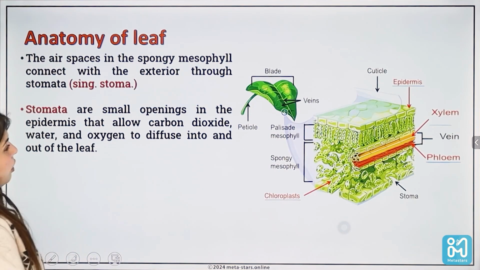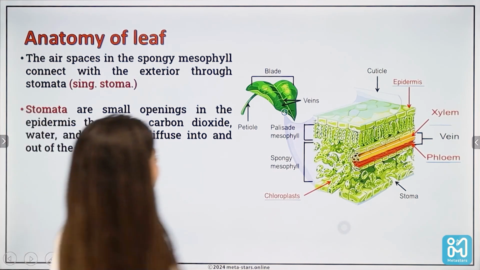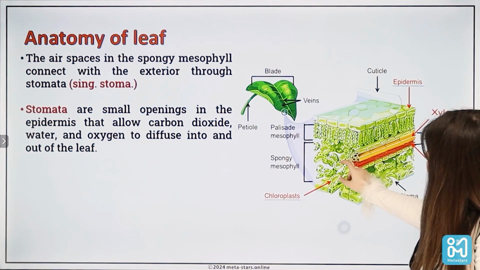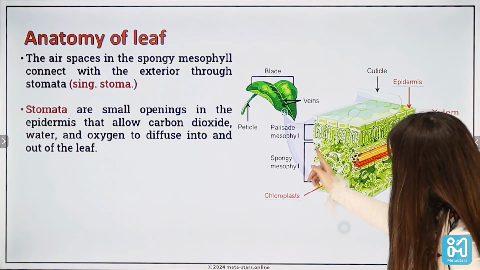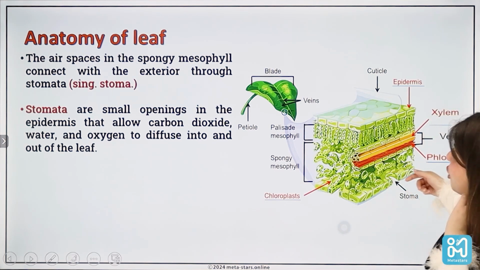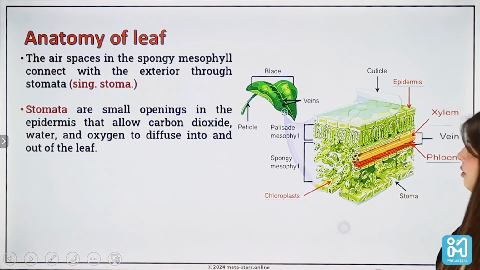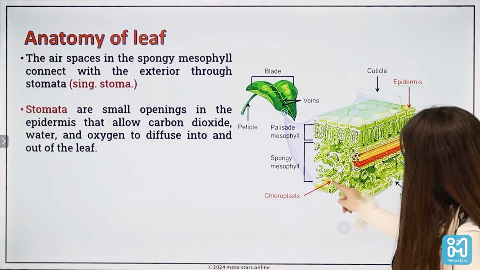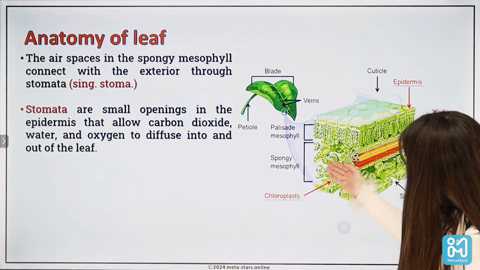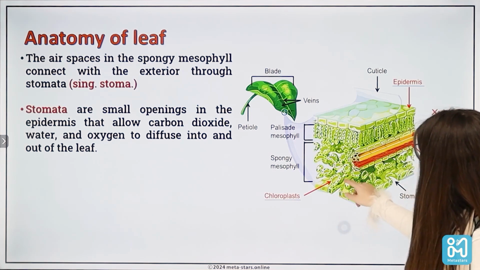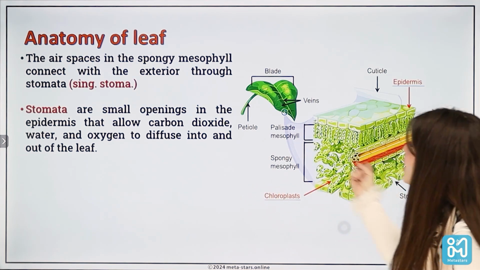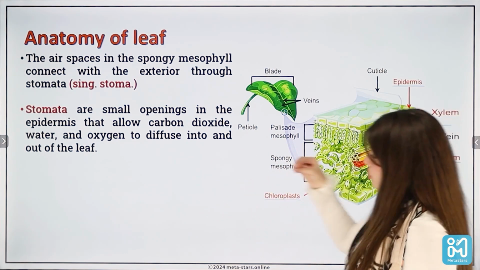We have another thing, which is the air spaces here in the spongy mesophyll connect with the exterior through something. So it connects with the exterior, this opening, through something we call stomata. Stomata, okay? Stomata, which are these small openings that connect the spongy mesophyll to the exterior, and they are in the epidermis and allow carbon dioxide and water and oxygen to diffuse into and out of the leaves.